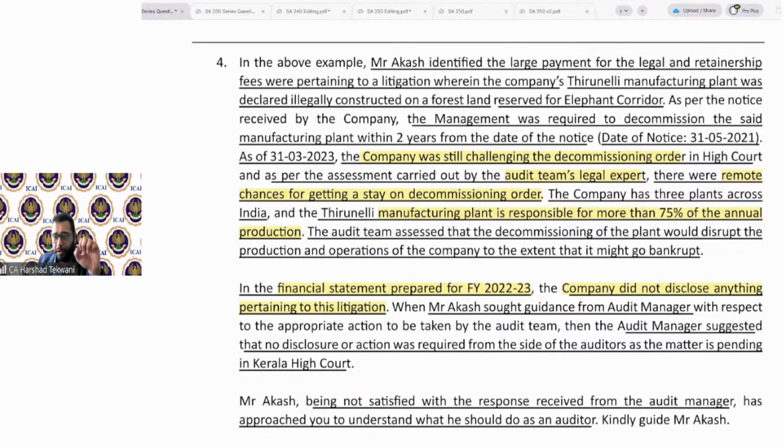How will you report this matter in the audit report? Let's say you are preparing the audit report now. How will you report this matter? Where will you report this matter?